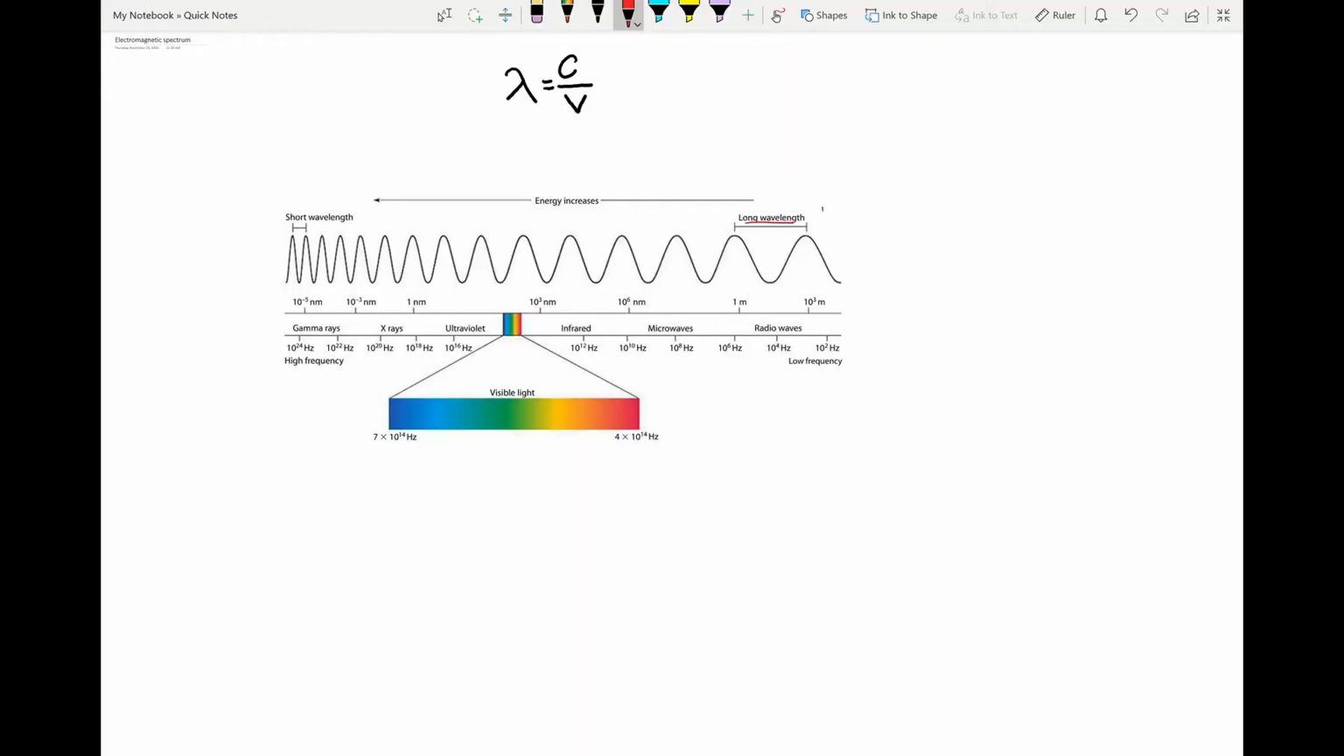This, my friends, is the electromagnetic spectrum. Long wavelengths have less energy than shorter wavelengths. This is the formula for a wavelength. The wavelength of light is equal to the speed of light divided by the frequency, or how many waves there are in a set period of time.